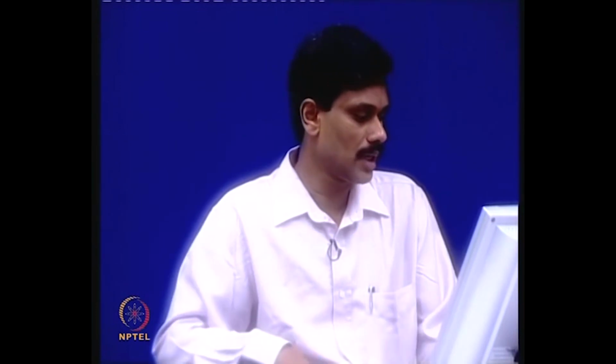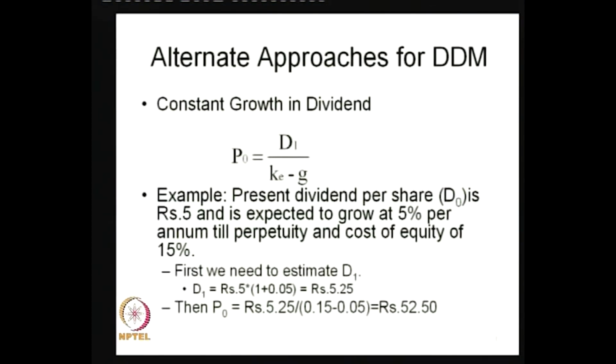If that is the case, one can find out with a suitable measure that the dividend of the company is going to grow at a particular rate. Accordingly, this model can also be changed, and then the dividend discount model can be applied. So, the next model talks about constant growth in dividend.